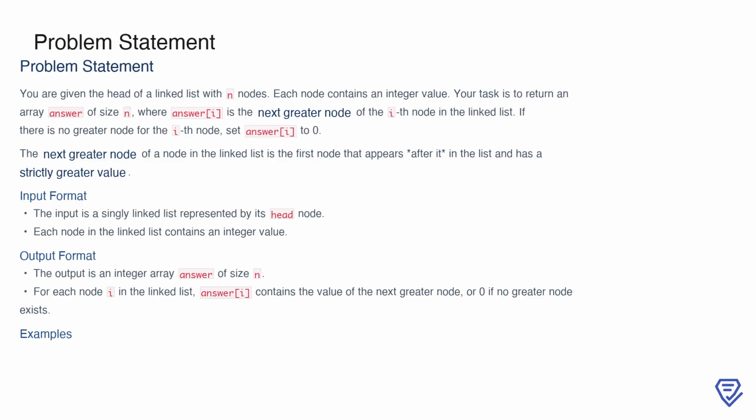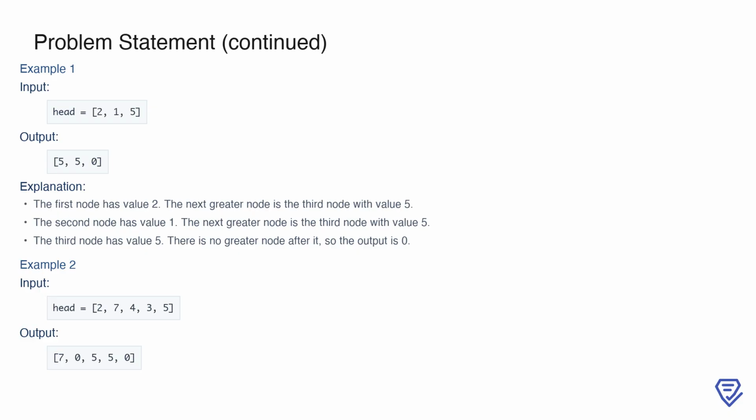The output should be an array where each element corresponds to the next greater node for each node in the linked list. For example, if the input is a linked list represented as 2, 1, 5, you'll process each node sequentially to determine its next greater node, or 0 if none exists. Let's look at an example to clarify.